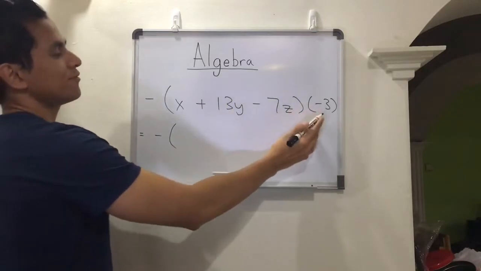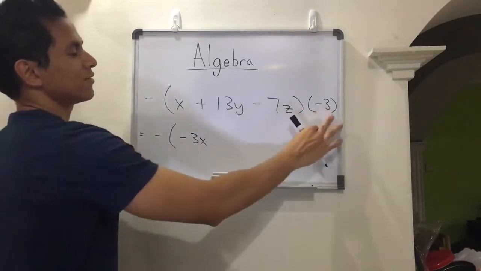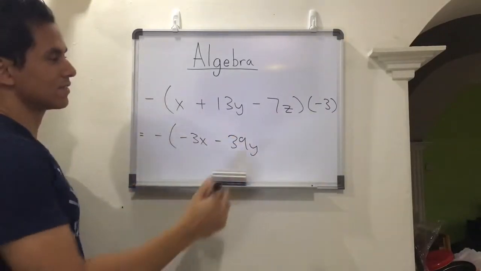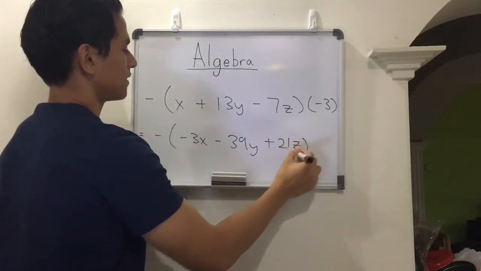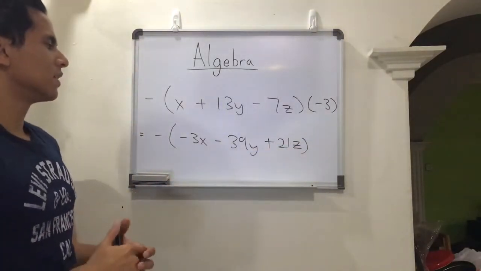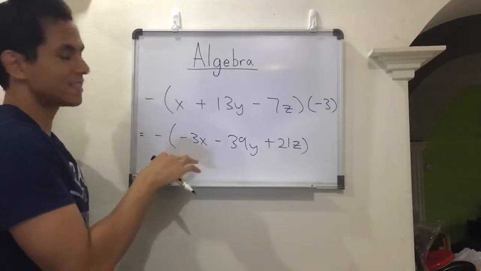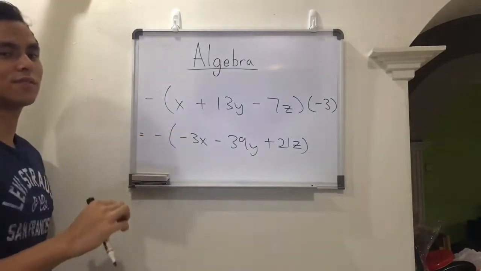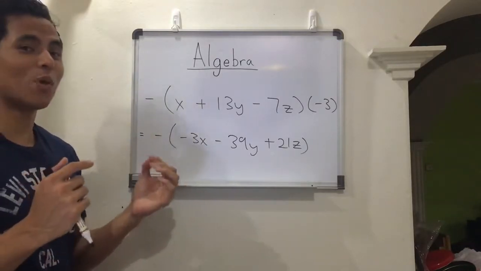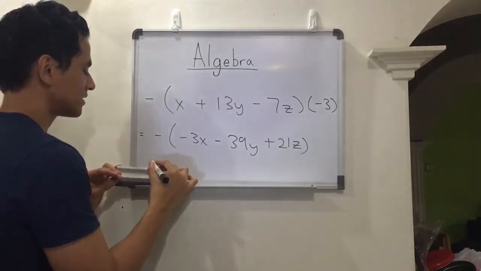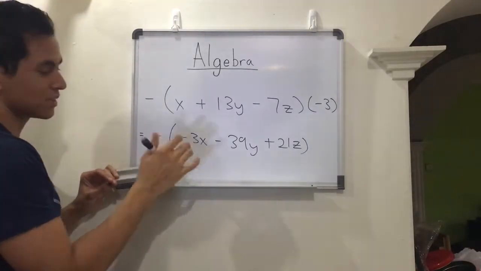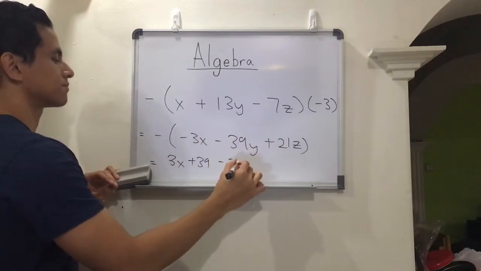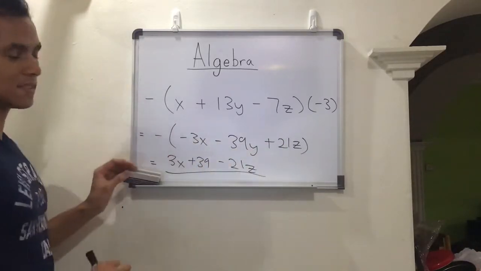So negative 3 times x gives us negative 3x. Negative 3 times 13y gives us negative 39y. Negative 3 times minus 7z gives us positive 21z. Okay, so now our last step would be, we realize that what's inside the brackets can't be simplified any further, so we just have to incorporate this last negative sign. A negative sign by itself is effectively like multiplying by a negative 1. So this equals negative 1 multiplied by negative 3x, which will just give us 3x. This will give us plus 39y. This will give us minus 21z. Hence, this is our final answer.